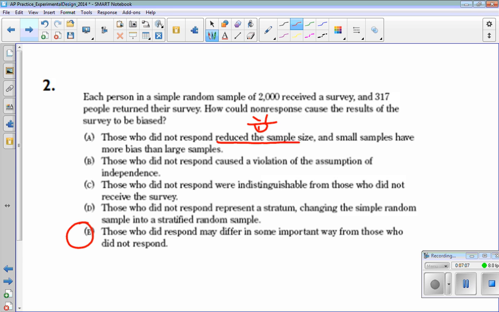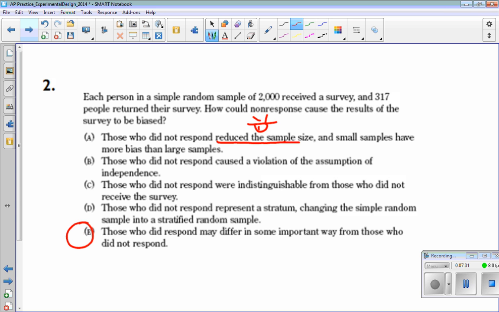What is this assumption of independence? Those who did not respond were indistinguishable from those who did respond. Well, how would you know? Right? You can't really assume that either. Those who did not respond represent a stratum.